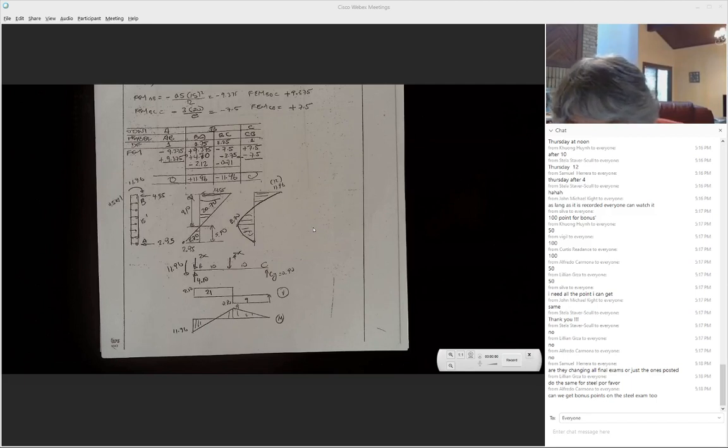Can we give bonus points on the steel exam? No, the steel exam, just next semester probably. But when I look at the grades, for structures, there are more people in danger of being killed in a structure than steel.